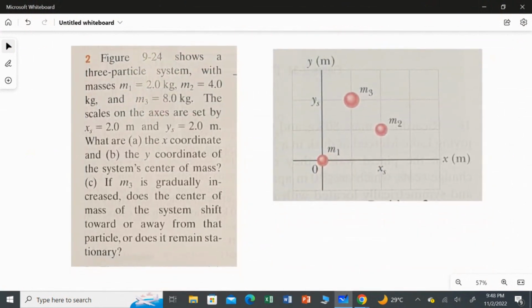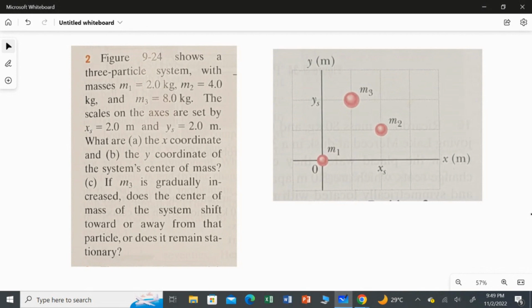The figure shows a three-particle system with masses m1 = 2 kg, m2 = 4 kg, and m3 = 8 kg. So you have to see this figure. In this figure, three masses are given. The scales on the axes are set by x_s, which is equal to 2 meters, and y_s, which is equal to 2 meters.